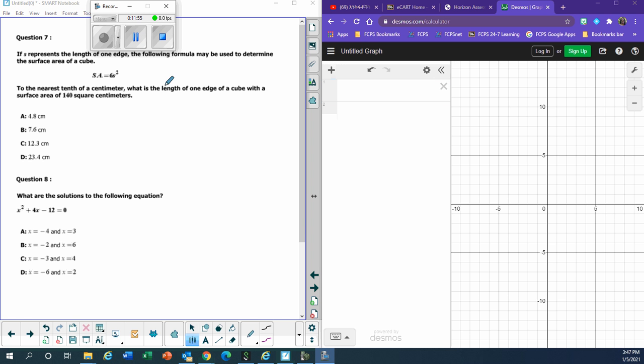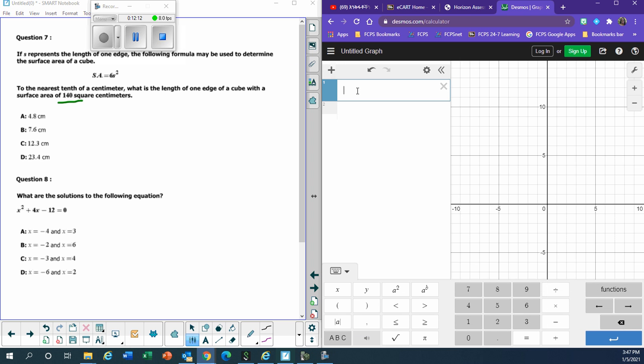All right, so for this one, if S represents the length of one edge, the following formula may be used to determine the surface area of a cube. To the nearest tenth of a centimeter, what's the length of the edge of the cube with the surface area 140? So the surface area is given to be 140, so all I have to do is 140 is going to be equal to 6 times S squared. I can't put S in Desmos, so I have to put it as x squared.